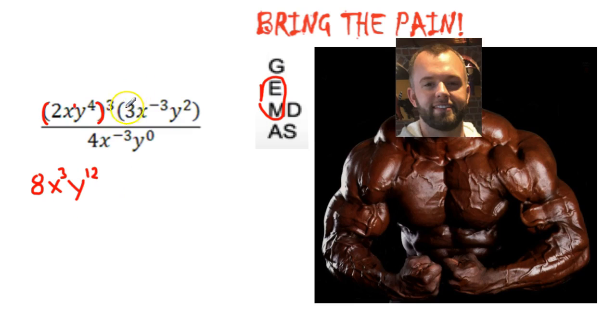And that's being multiplied by this, so I'm going to write multiplied. I can get rid of the parentheses because there's no exponent. So 3x to the negative third, y squared. And I'm going to write this just for good practice: 4x to the negative third, y to the 0 power.